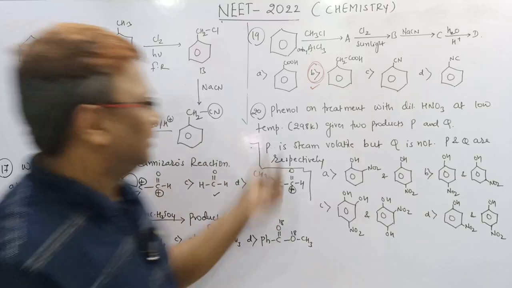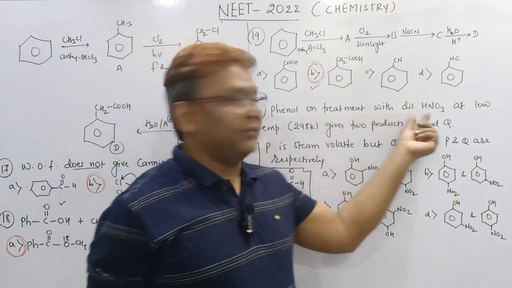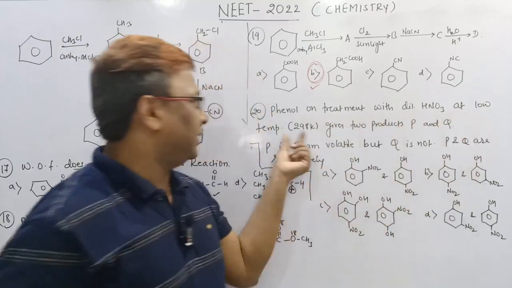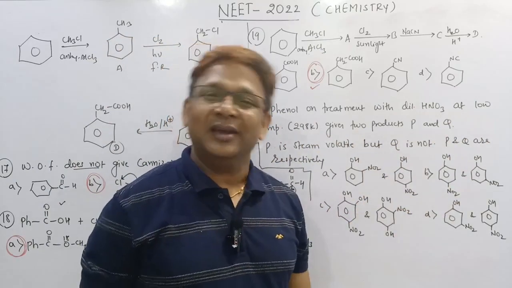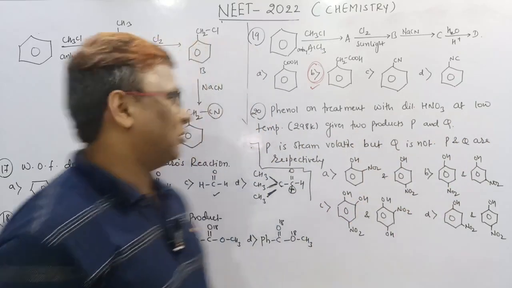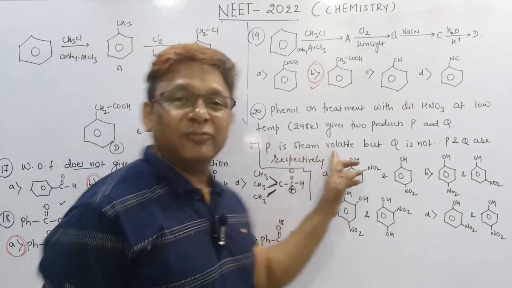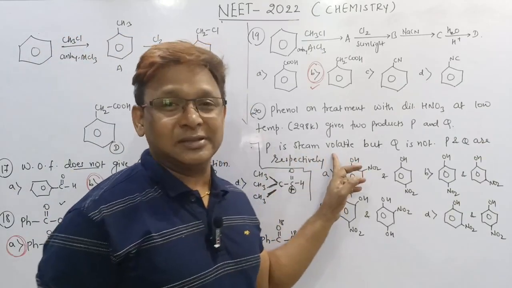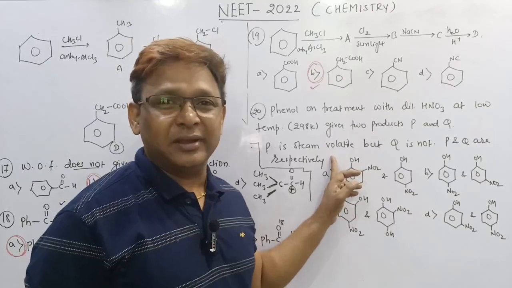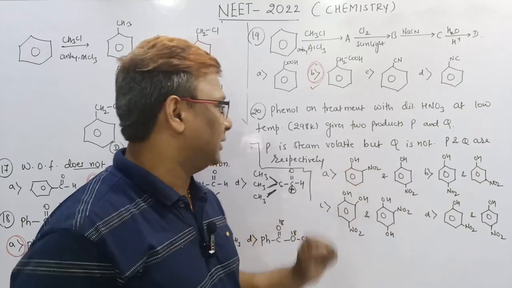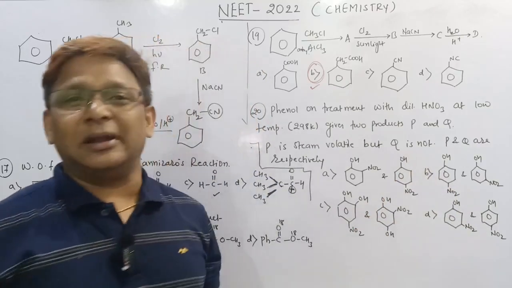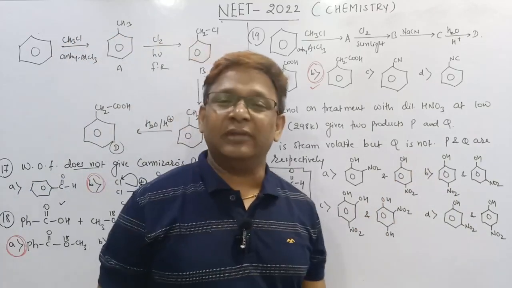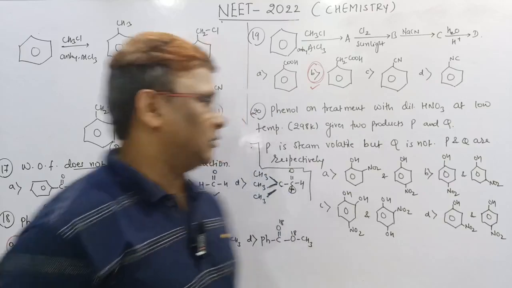It's very simple. Phenol, when treated with dilute HNO3 at low temperature, gives two products. Obviously, beta, one gives orthonitrophenol, the other will give paranitrophenol. P is steam volatile. Orthonitrophenol is steam volatile because it has intramolecular hydrogen bonding. But Q is not. Paranitrophenol will have intermolecular hydrogen bonding.